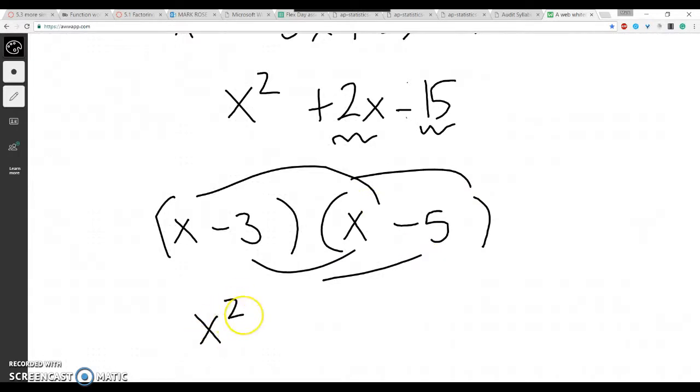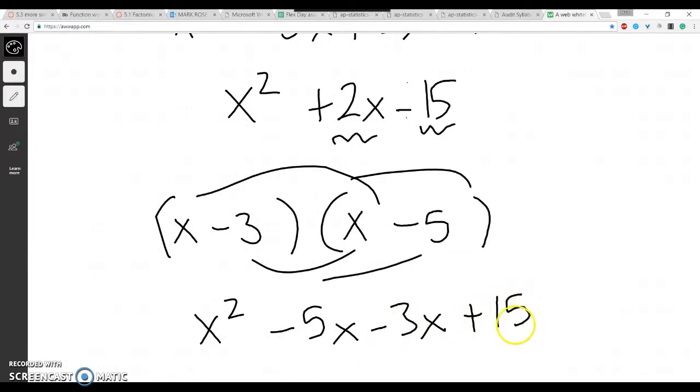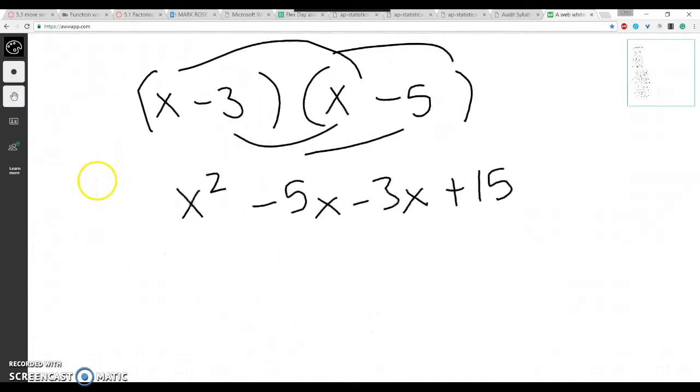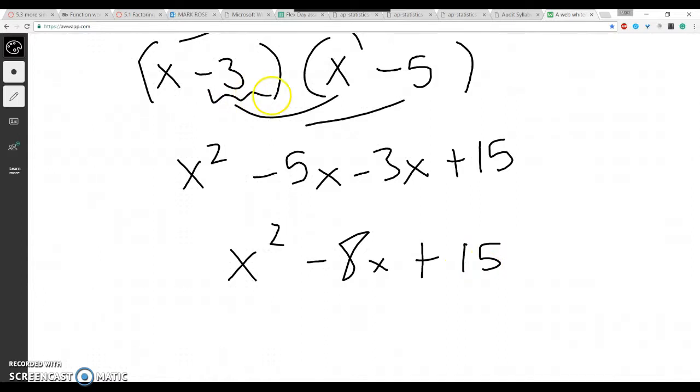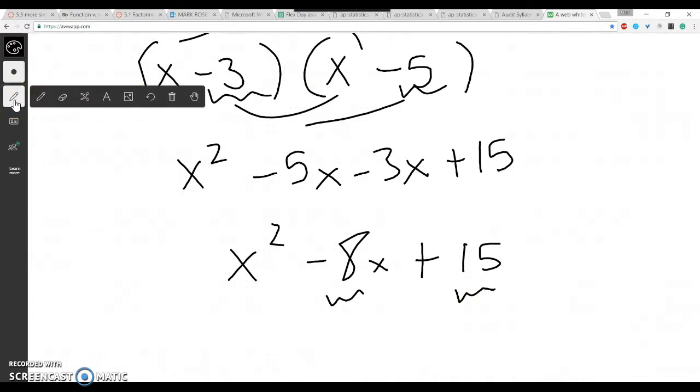So we get x squared minus 5x minus 3x plus 15, and you want to see how these numbers are related. So give yourself a second, try to figure it out, and then I will in a second help explain that answer to you, but try those problems before you move on.